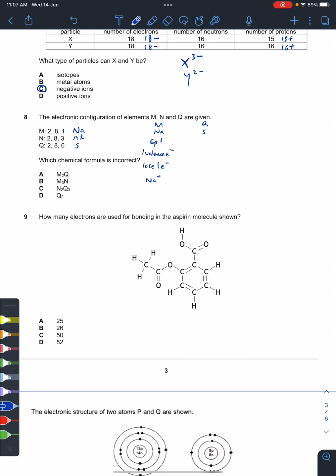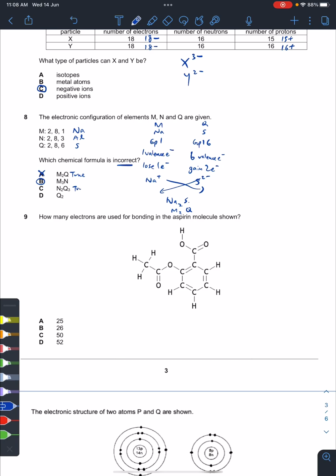Q is sulfur. Sulfur is group 16. 16 means 16 valence electrons? No, it has 6 valence electrons. So is it easier to gain 2 or lose 6? It gains 2 electrons. So S2 minus. Cross method, Na2S, which is M2Q. So this is true. Incorrect, so wrong. M3N. Answer is B. How can two metals bond together? Doesn't make sense.